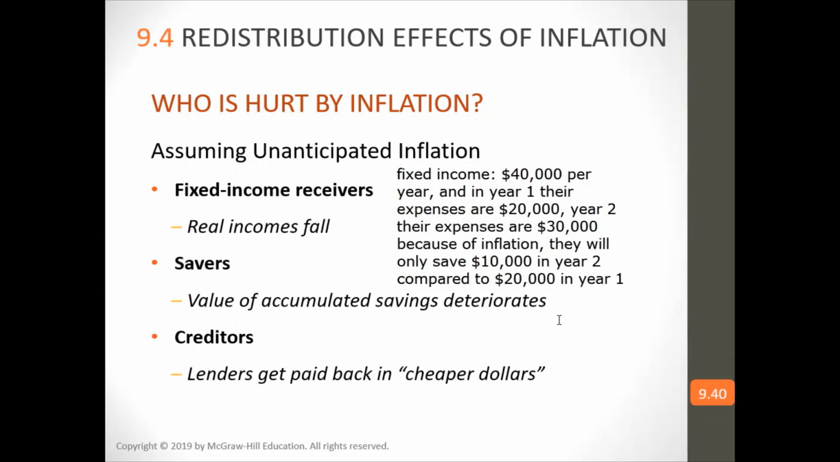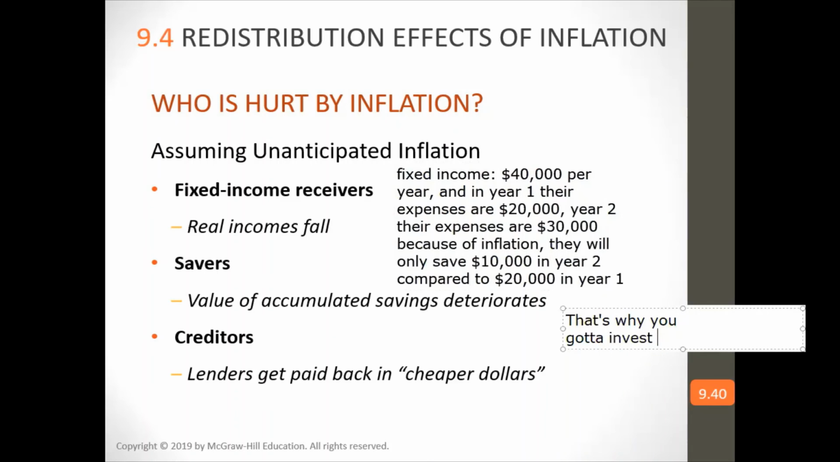And then accumulated savings deteriorates. So that's a big thing. That's why you've got to invest, because inflation eats away at the value of a dollar.